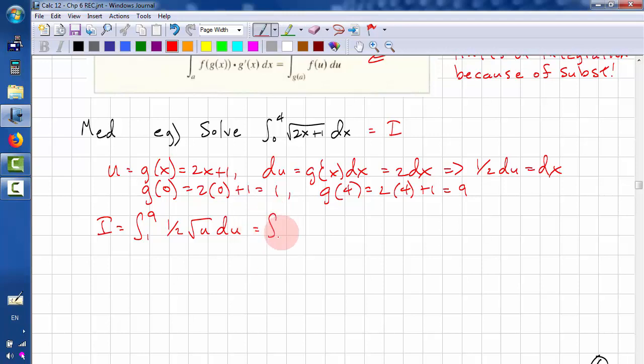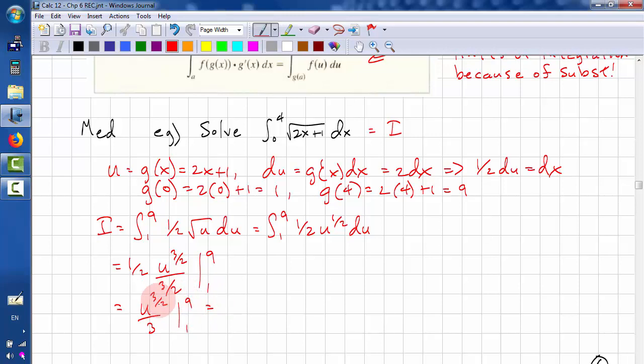So we want to rewrite this a little bit. From 1 to 9, 1/2 u to the power of 1/2 du. This is equal to 1/2 u to the power of 3 over 2 over 3 over 2, and we're integrating from 1 to 9. And this equals u to the power of 3 over 2, and the half cancels out with the half down here. So this is over 3. It's always best to simplify before we try to substitute values.